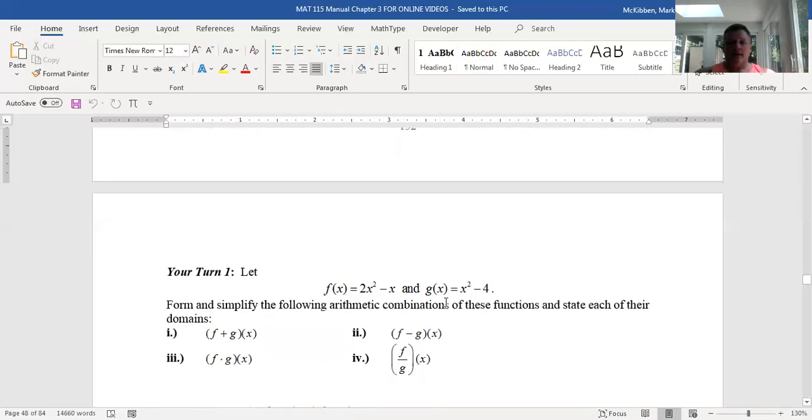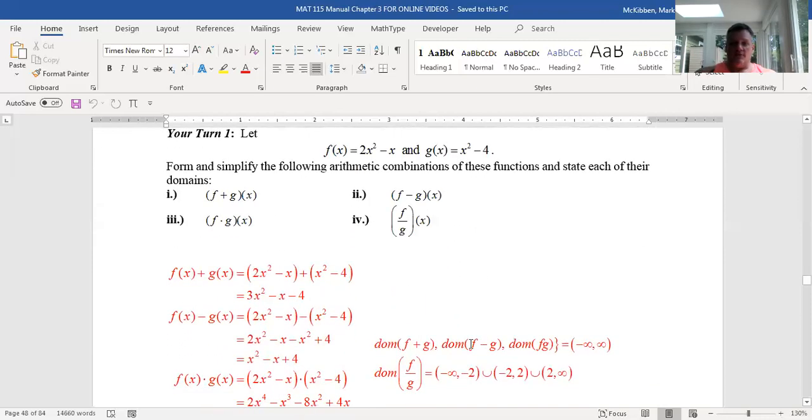All right, your turn 1. So go ahead and give this a shot. I'll show you the answers here in a minute. Just try, it's basically the same idea. You have 2 quadratics this time, and then you're just performing these 4 arithmetic operations. So see what you got. Just be careful again with domains.